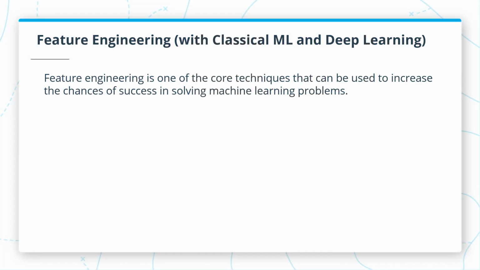Feature engineering is one of the core techniques that you can use to increase the chances of success when you attempt to solve various machine learning problems. The main purpose of feature engineering is to help increase the power of machine learning algorithms. It does this by using the values of existing features to derive new features, new values that might prove more helpful to the model during the training process.